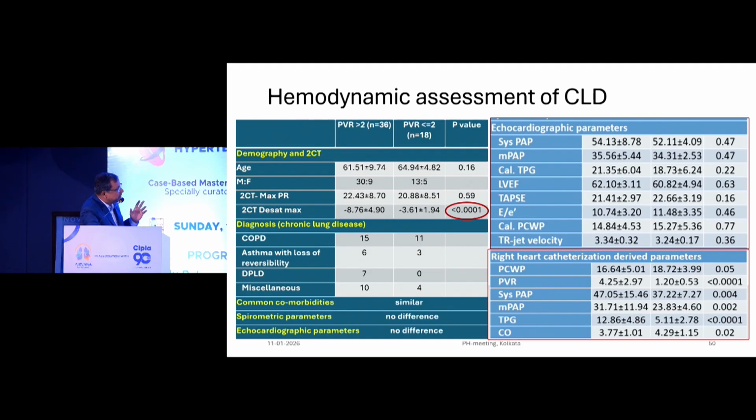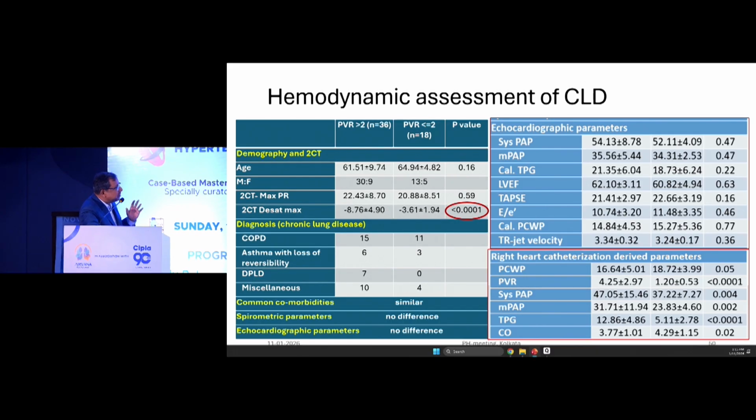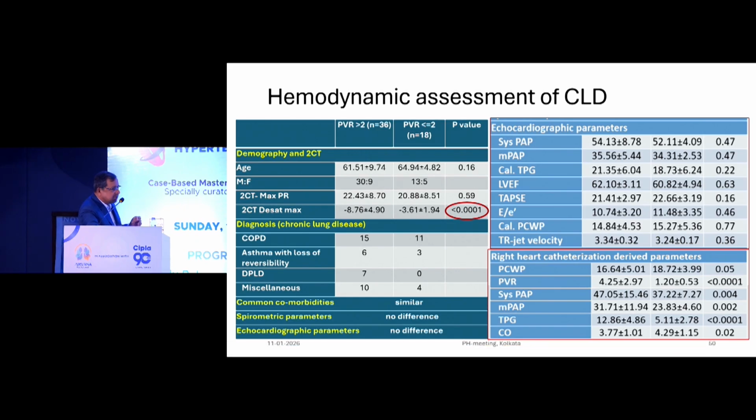And then we thought that let us see what it means for pulmonary hypertension. By then we started doing right heart catheterization in our patients through research sanction, and we thought that we'll see PVR more than 2 and PVR less than 2. For desat max, it was a highly significant difference. If you go to echocardiography, is there any difference? If you go to right heart catheterization, some parameters are showing a highly significant difference, but desat max is matching something which we've determined through hemodynamic investigation as right heart catheterization.